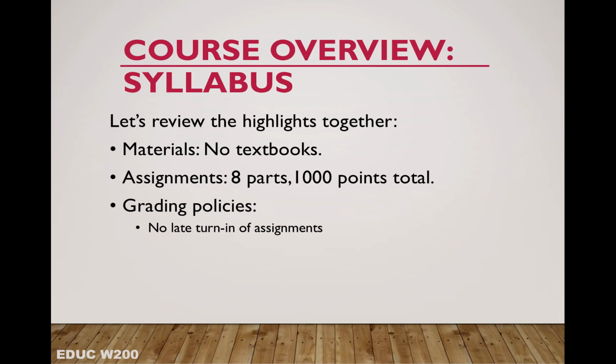We have 8 big assignments, 1,000 points total, and this is just to make things easy for keeping track of your grade. So something that's 100 points, it's 10% of your grade. Something that's 160 points, it's 16% of your grade. So that's just to make it easy to keep track of how much things are worth. Nothing's weighted, it's all just based out of 1,000 points.